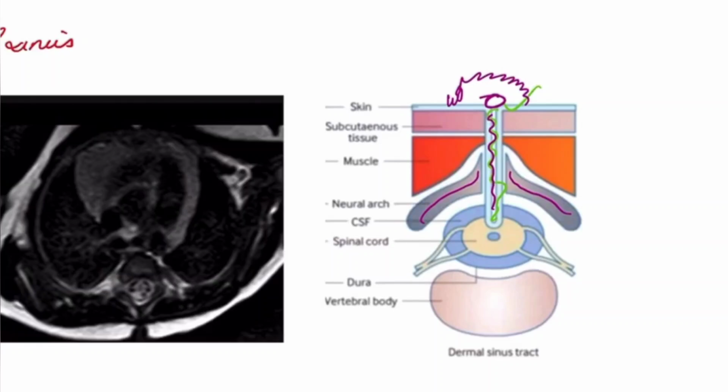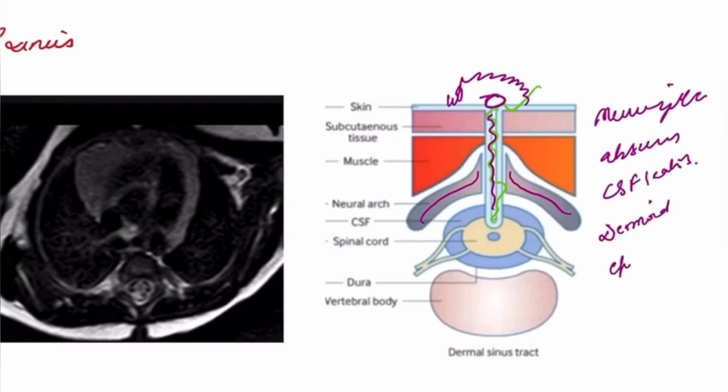It can go from the skin to any level of the subarachnoid space, and because of this opening there is communication with the exterior, so the patient can suffer from recurrent meningitis. This fistulous tract can get infected and form an abscess, and there can be CSF leaks also. These are very frequently associated with dermoids and epidermoids of the spinal cord.